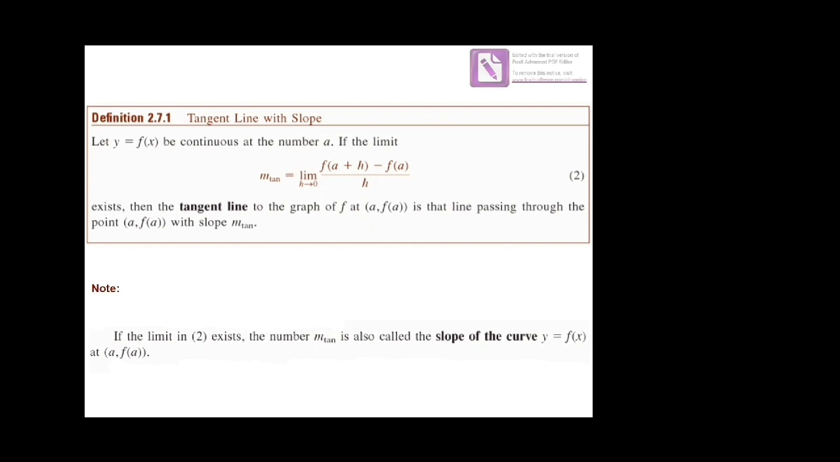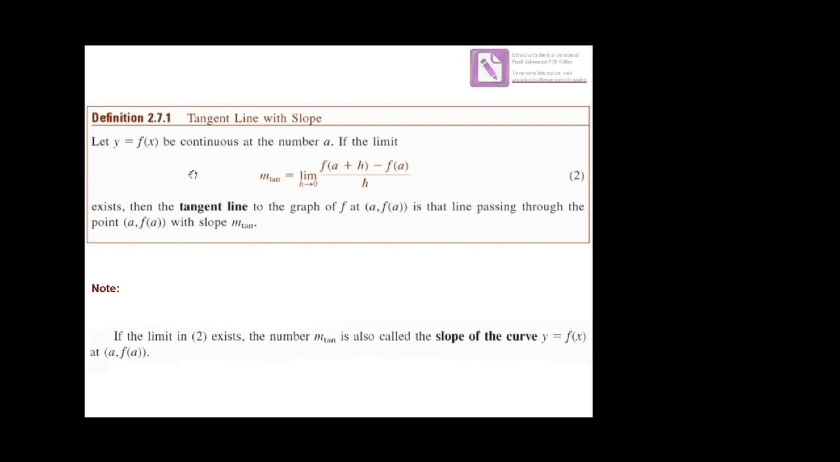Tangent line with slope. Let y equal f of x be continuous at a number a. If the limit m tangent equals the limit of f of a plus h minus f of a over h when h approaches 0 exists, then the tangent line to the graph of the function f at (a, f of a) is the line passing through the point (a, f of a) with slope m tangent.